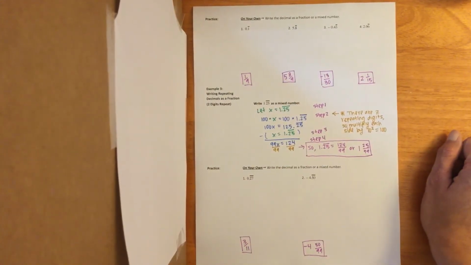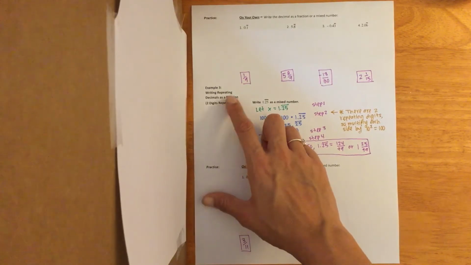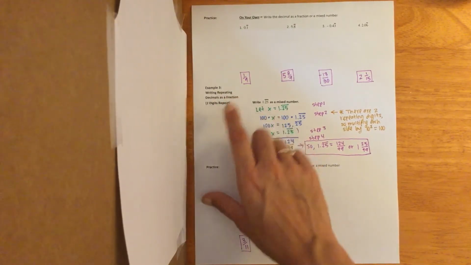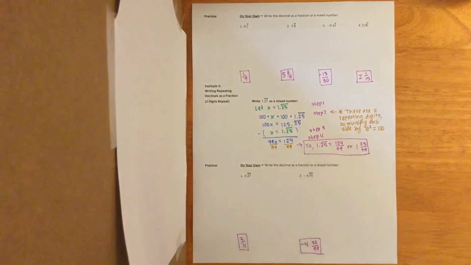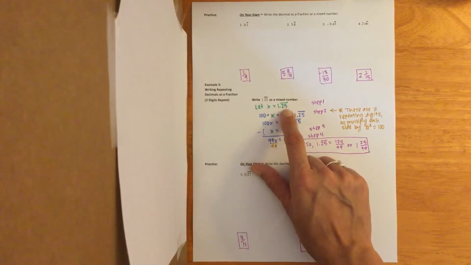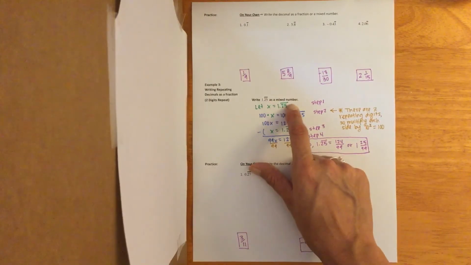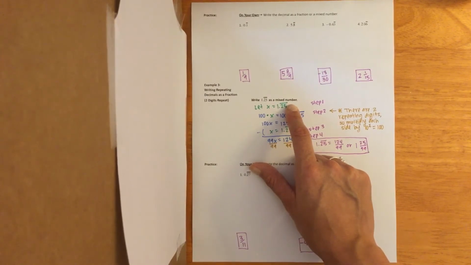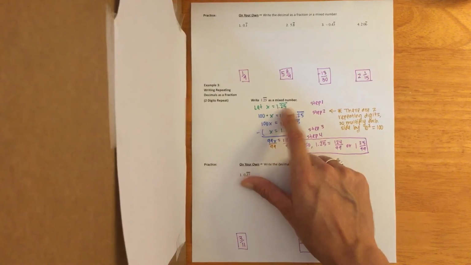Let's go ahead and skip to example 3. In example 3, we're going to be writing repeating decimals as a fraction, but this time, class, we have 2 digits instead of 1. But it's going to be the same process. I'm going to write my equation to equal x, my original repeating decimal. So we're going to write 1.25 repeated as a mixed number. Notice how they say a mixed number. We don't need to write it as just a fraction. It could be a whole number with a fraction. So x equals 1.25 repeated, step 1.